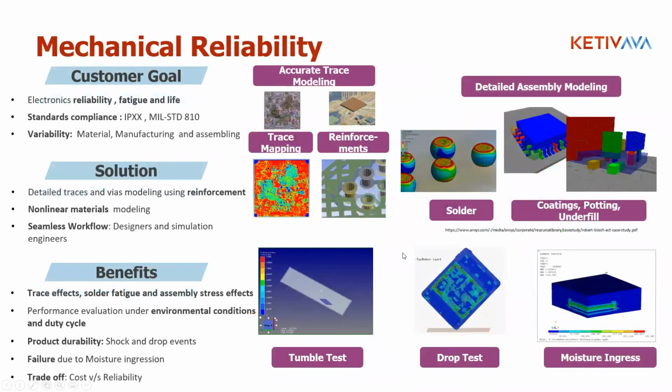And then similarly on the mechanical side, Ansys has different packages of software that look at reliability and fatigue and life on the mechanical side. So looking at stress and strain of solder joints, coatings and pottings and underfill, a number of different types of tests that you might have to pass, real world tests in terms of a drop test or moisture ingress or tumble test. And all of these conditions and types of tests can be conducted at a very detailed level with a finite element model to predict what's going to happen before you actually design the parts.